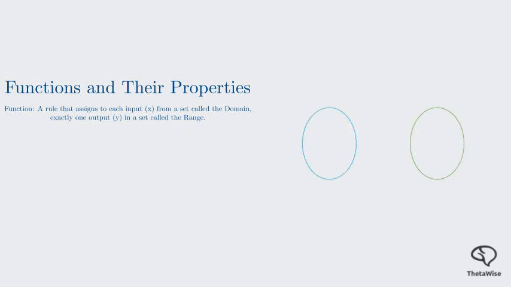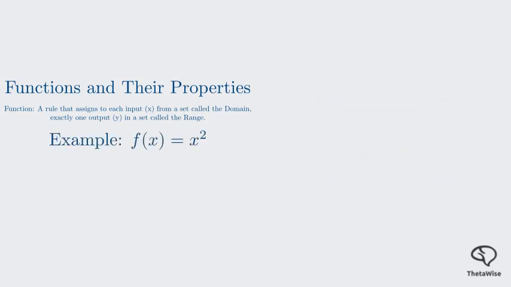Let's visualize this. Imagine two bubbles, one for the domain and one for the range. A function is like a set of arrows connecting points in the domain to points in the range. The rule is, each point in the domain must have one and only one arrow leaving it. For example, the function f(x) = x² takes an input, x, and gives you its square, x². For any number you pick, there's only one possible square. So this is a function.